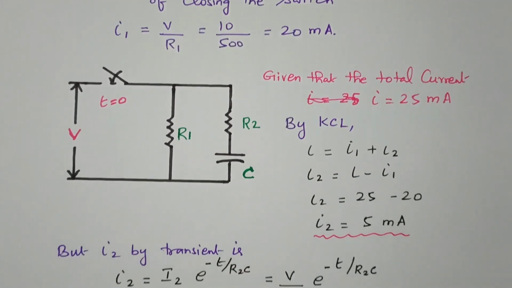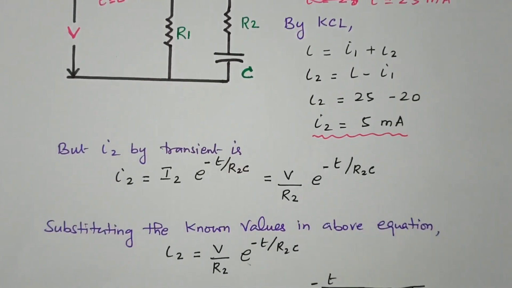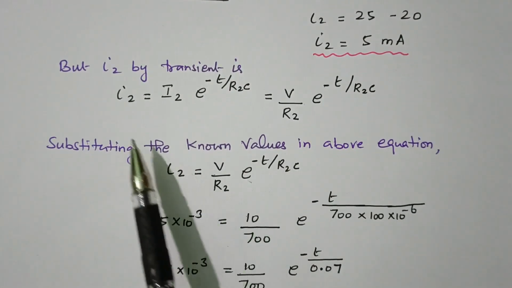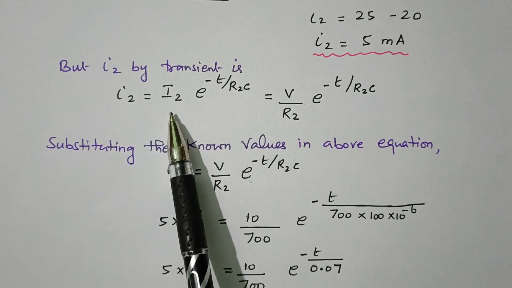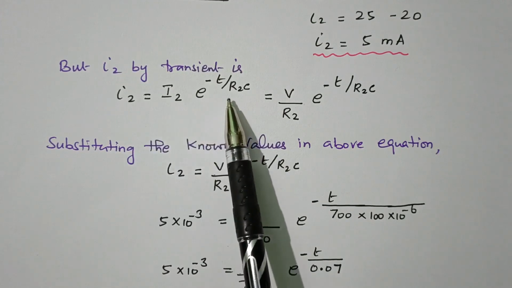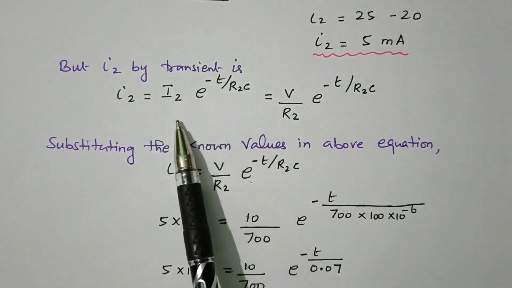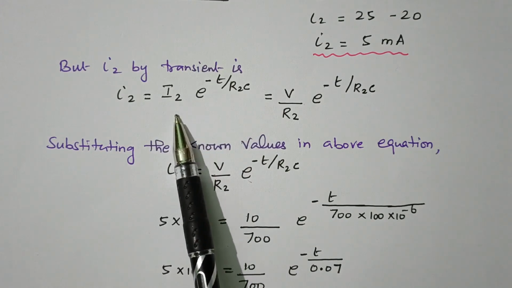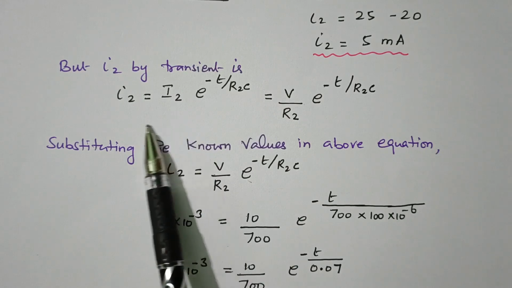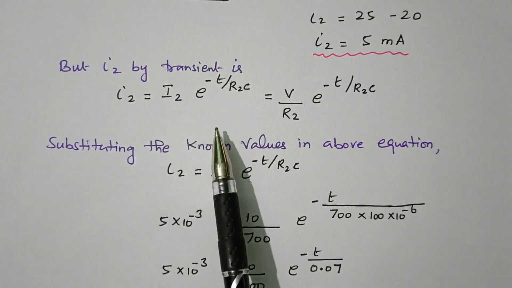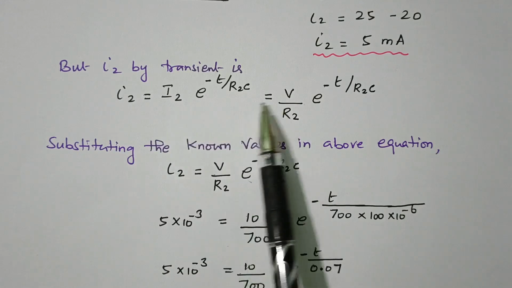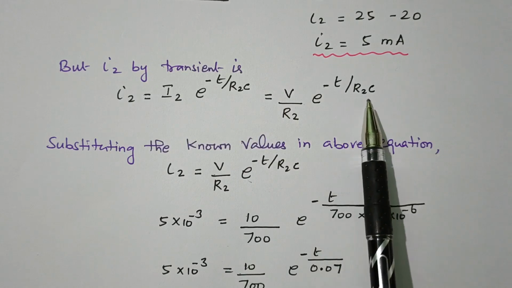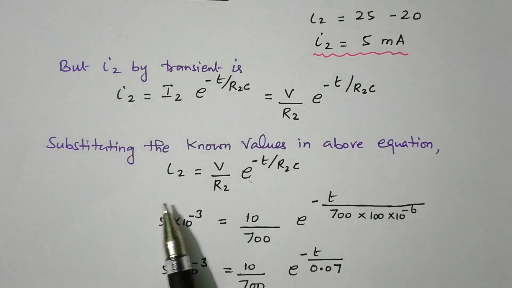So we will see the alternate expression for transient current. One more expression is available for the transient current: I2 equals I2 e power minus t divided by R2C. This is the transient current of the RC circuit. A separate video is available for the analysis of the RC circuit. In that we got this expression: I2 is V divided by R2 e power minus t divided by R2 into C. Now we'll substitute the values.